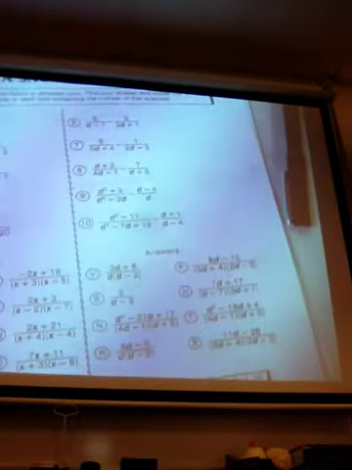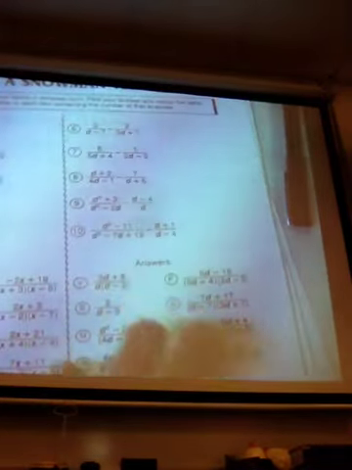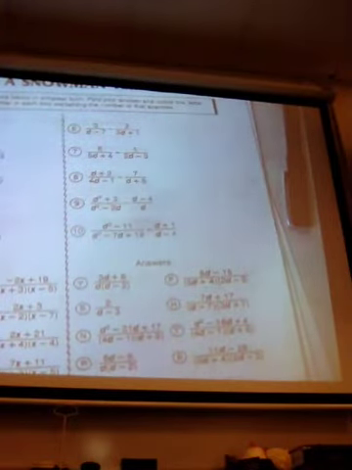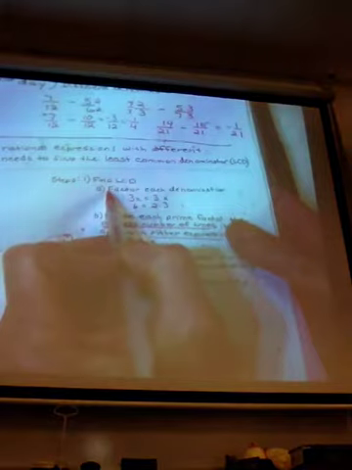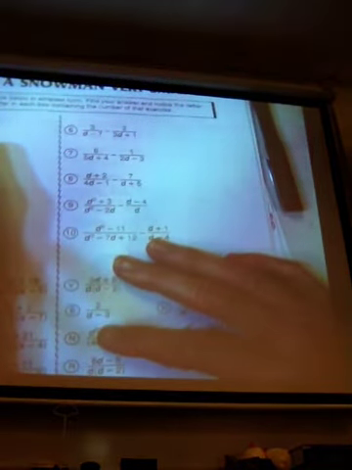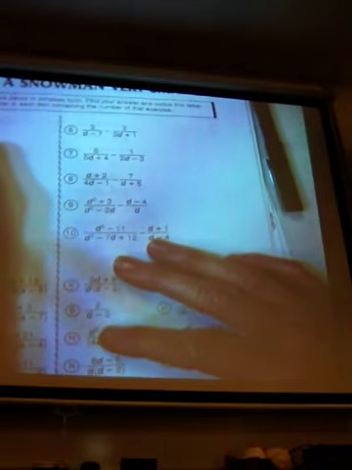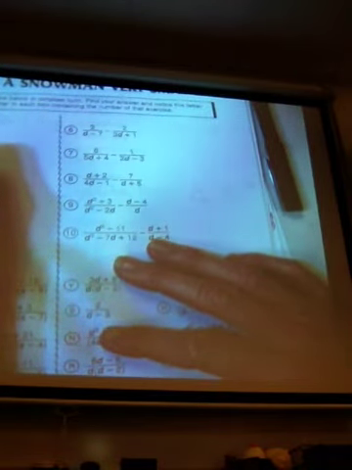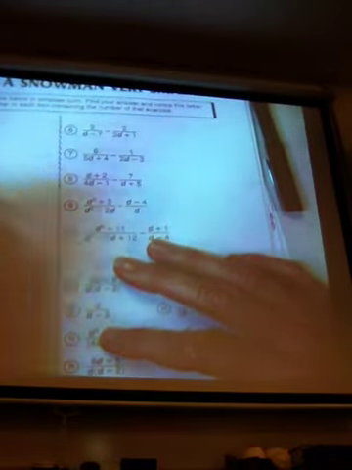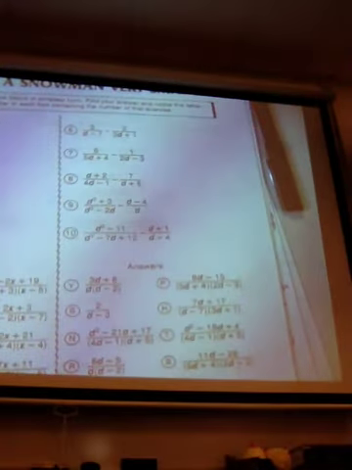Factor the denominator. And check it out, class. That's what it says. Factor the denominator. Okay, so if I factor this, what would that be? x plus 2, x minus 2. So what's my common denominator? x plus 2, x minus 2. So you have x plus 2, x minus 2.